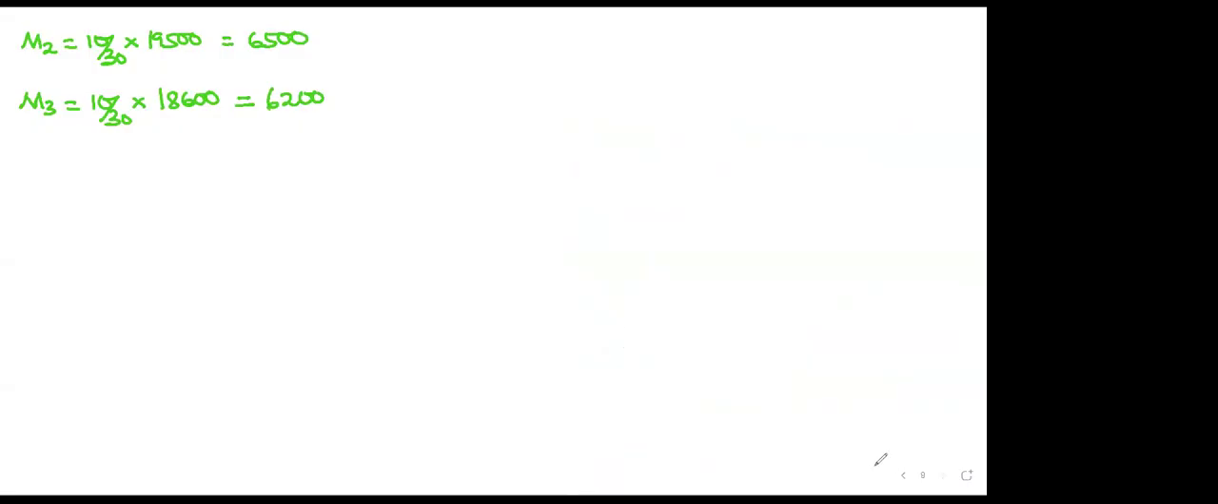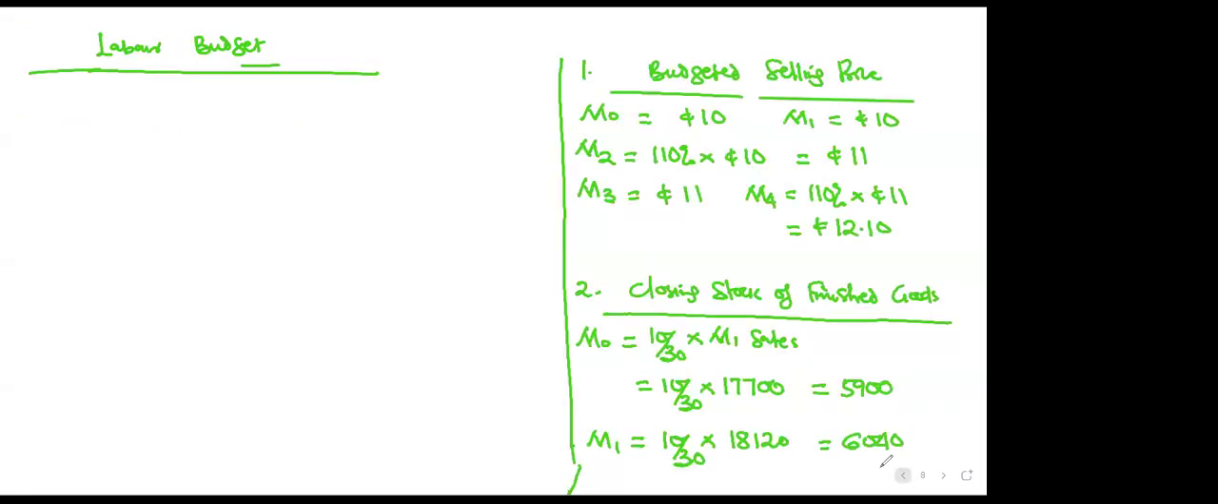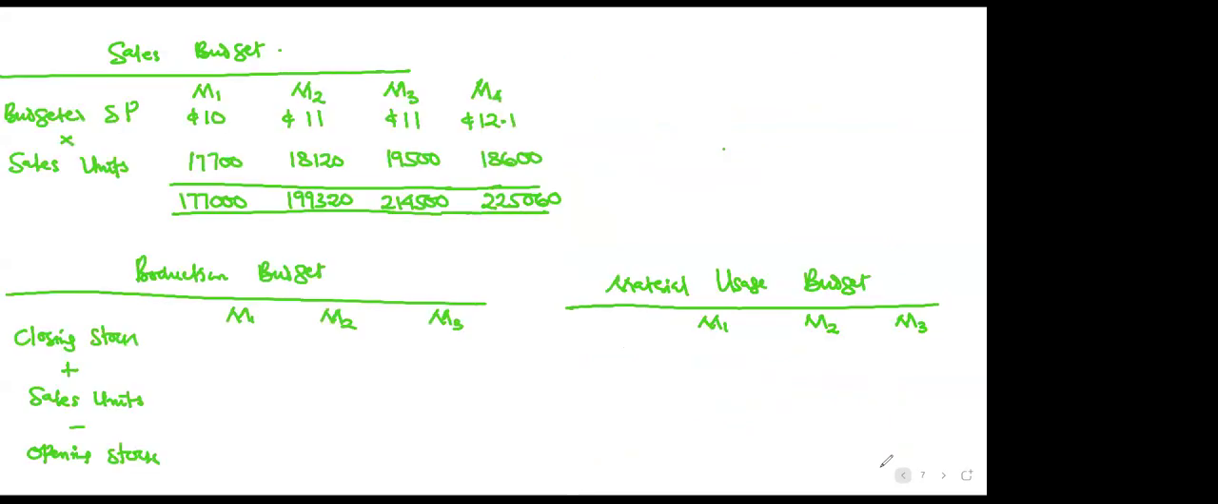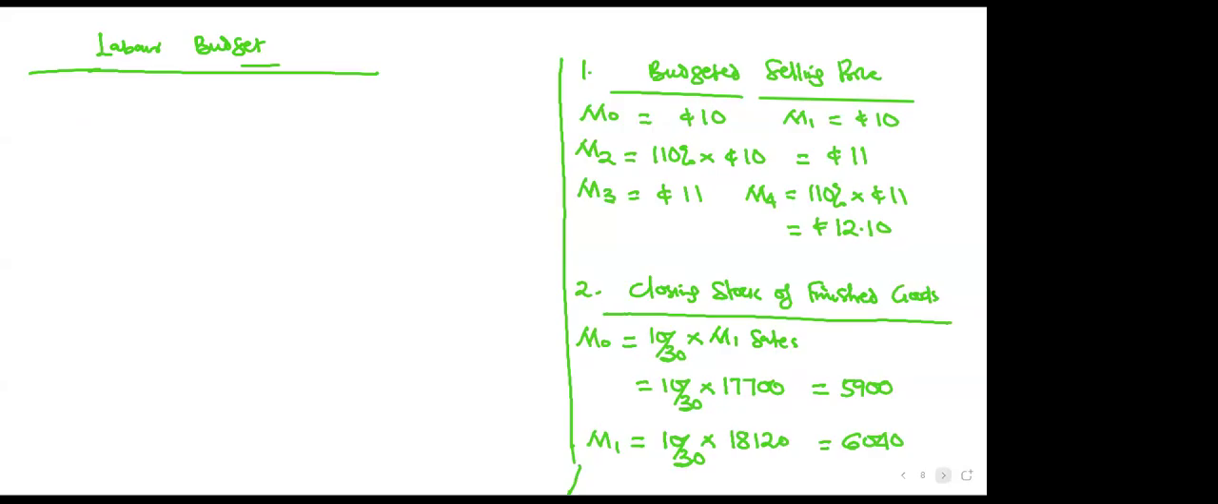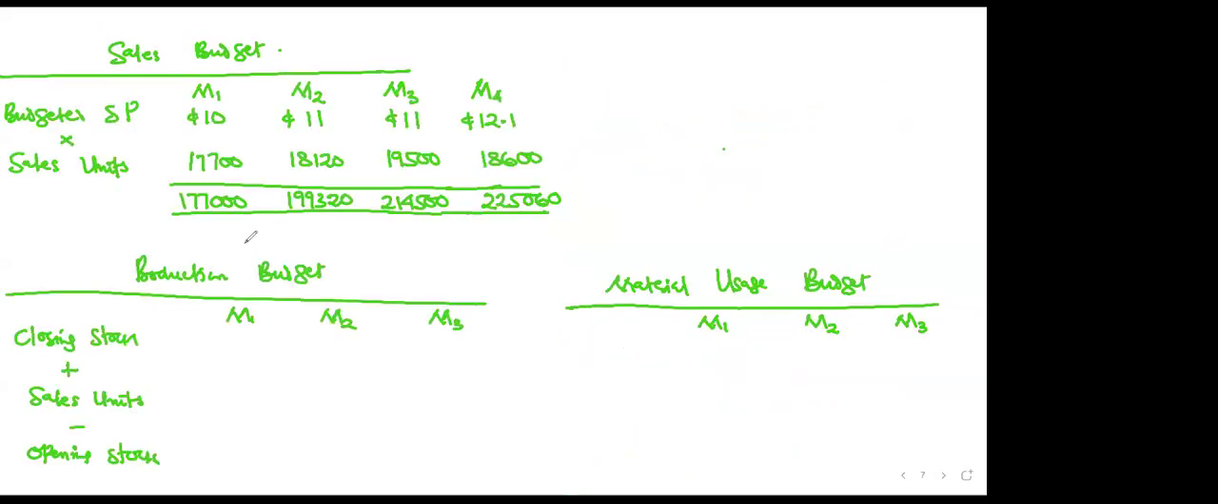So now, without wasting my time, let's quickly put in the closing stocks. Month 0 is here. You have it. Closing stock month 1 is what? 6,040. What is month 2? 6,500. What is month 3? 6,200. We are only supposed to work up to month 3, so that I won't stress doing work that we don't need.